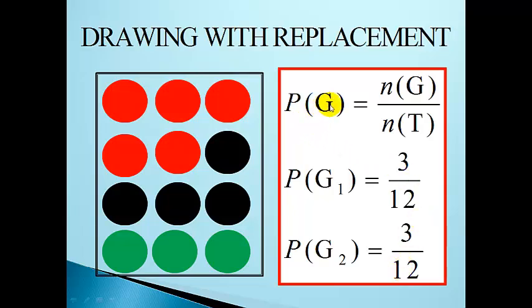Now probability of green will be the number of green balls divided by the total number. So probability of G1 means the first ball we are taking from the box is green, and we have 3 green balls. So probability of G1 will be equal to 3 over 12. Probability of G2 will be equal to the same 3 over 12 because we put the first one back before the second one is taken.